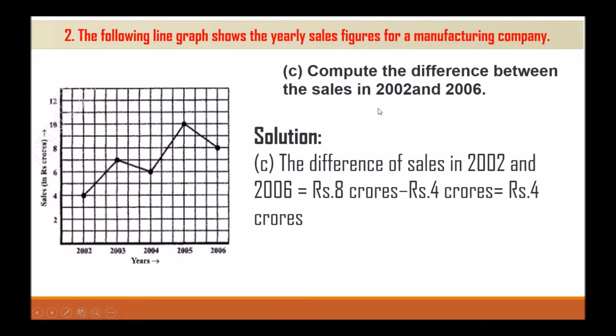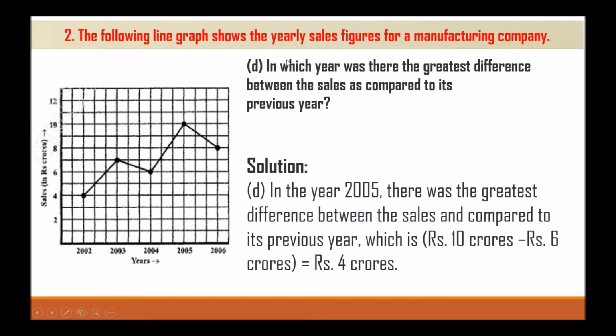Compute the difference between the sales in 2002 and 2006. The difference of sales in 2002 and 2006 is rupees 8 crore minus rupees 4 crore, that is rupees 4 crore. In which year was there the greatest difference between the sales as compared to its previous year? In the year 2005, there was the greatest difference compared to its previous year, which is rupees 10 crore minus rupees 6 crore. So it is rupees 4 crore.